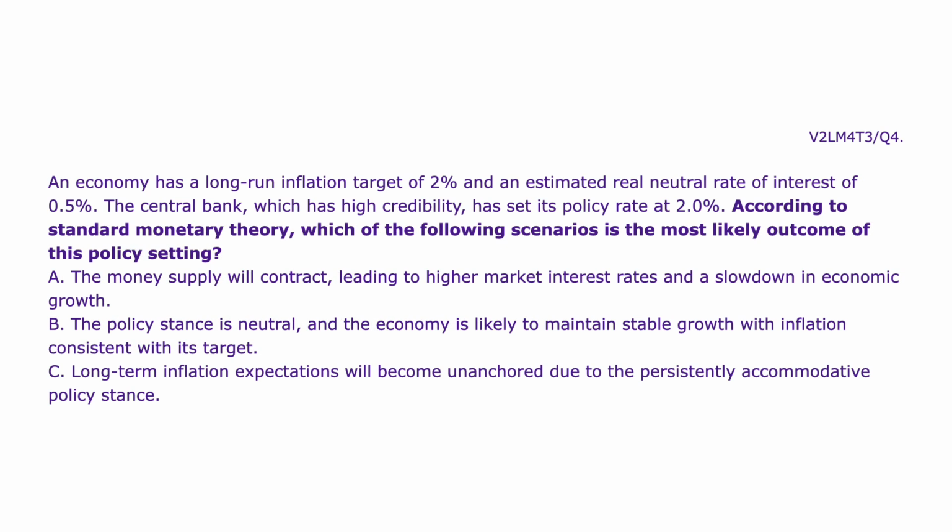An economy has a long-run inflation target of 2% and an estimated real neutral rate of interest of 0.5%. The central bank, which has high credibility, has set its policy rate at 2.0%. According to standard monetary theory, which of the following scenarios is the most likely outcome of this policy setting? A. The money supply will contract, leading to higher market interest rates and a slowdown in economic growth. B. The policy stance is neutral, and the economy is likely to maintain stable growth with inflation consistent with its target. C. Long-term inflation expectations will become unanchored due to the persistently accommodative policy stance.